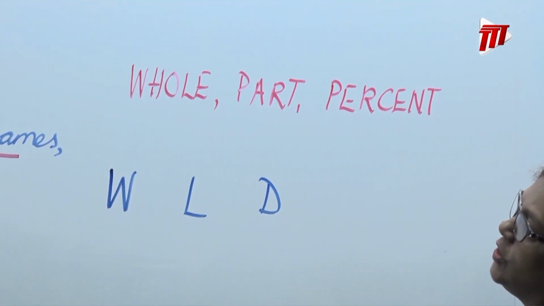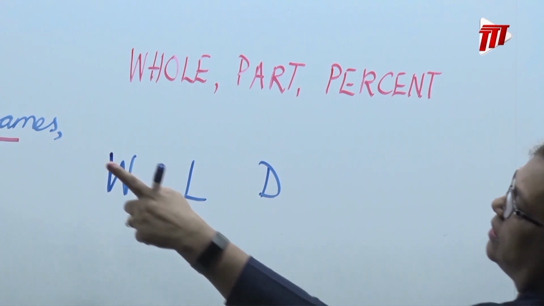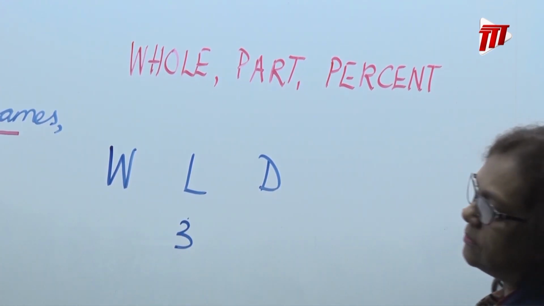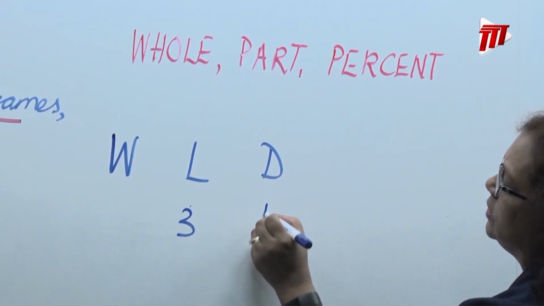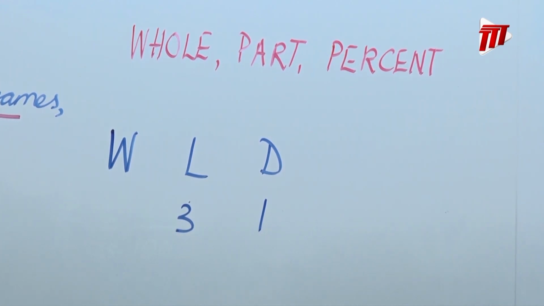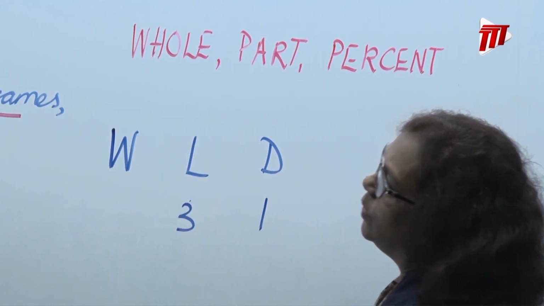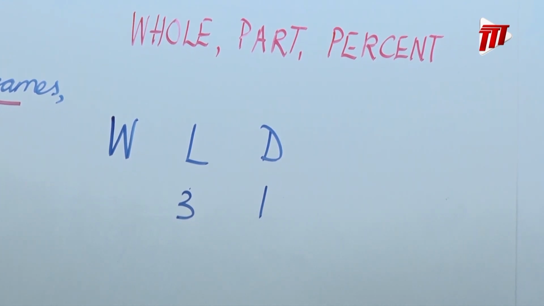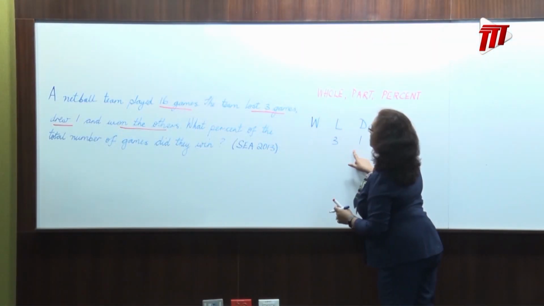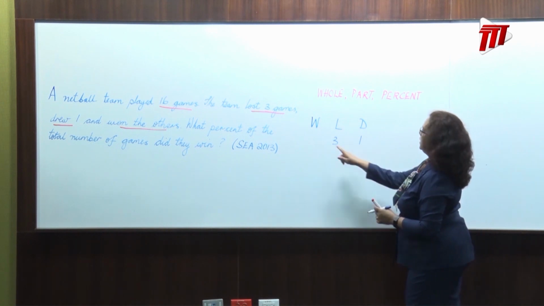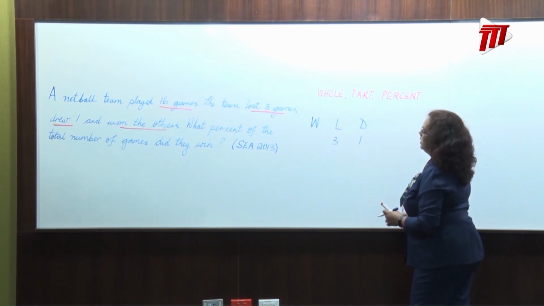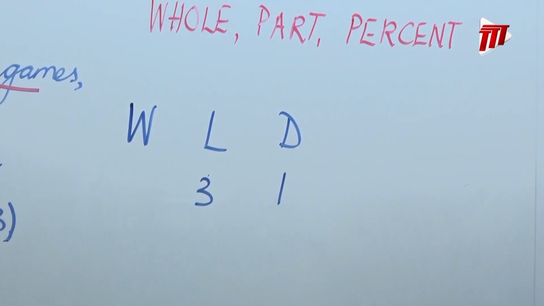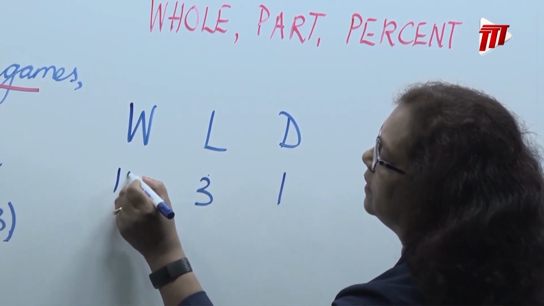So I have the information for what was lost. 3 games were lost, and 1 game was drawn. I have to find out how many games were won. And it's very simple numbers, so that's going to be very easy for us to do. So 3 and 1 is 4. So the number of games that are won will be 16 minus 4, which is 12.